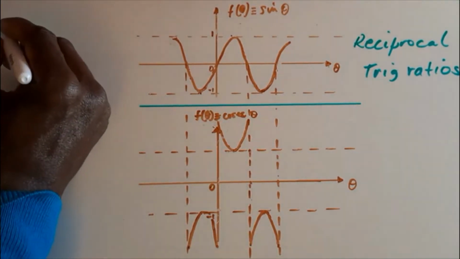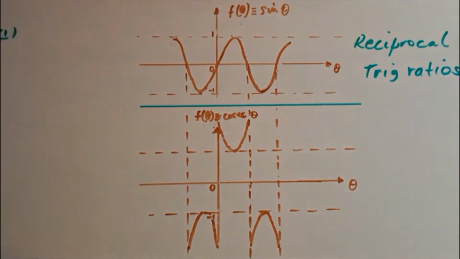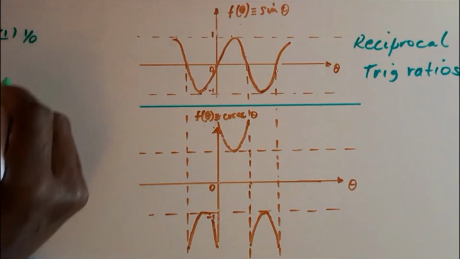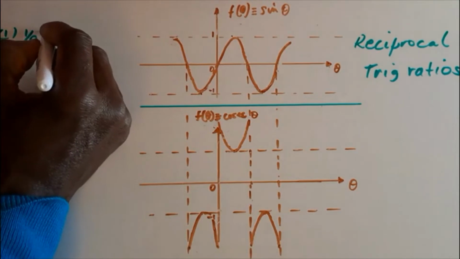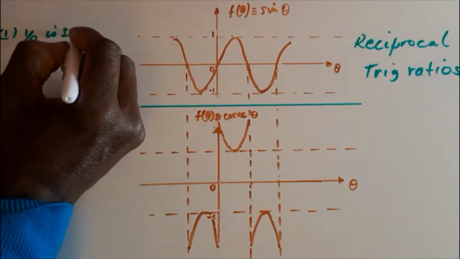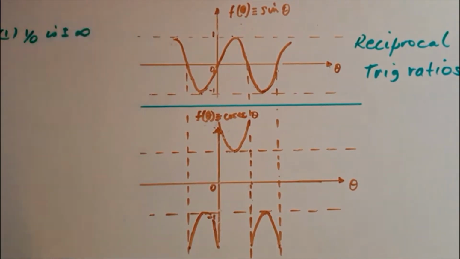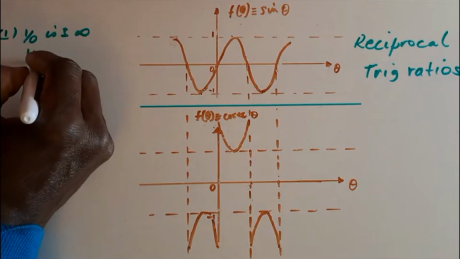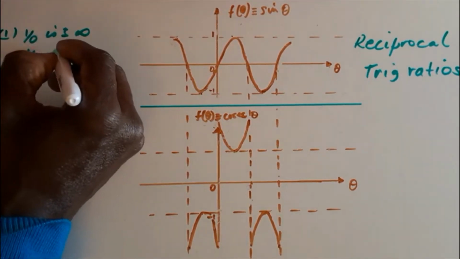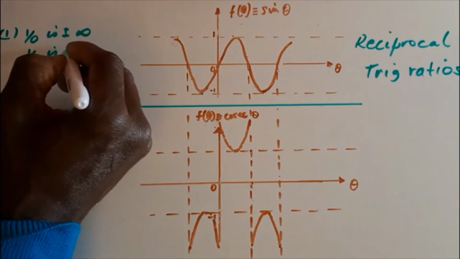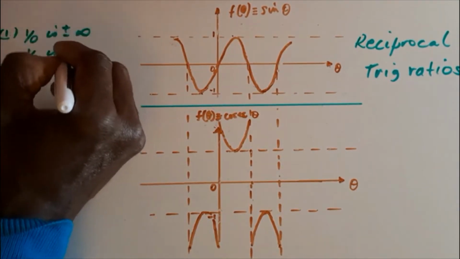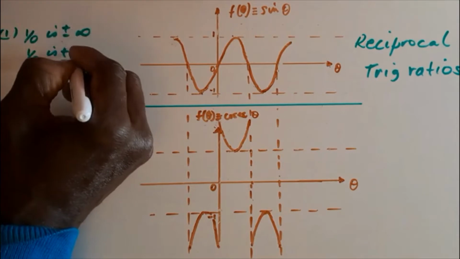The first property is that the reciprocal of 0, so that's 1 over 0, is plus or minus infinity. Likewise, the reciprocal of infinity is, let's write that properly, plus or minus 1.